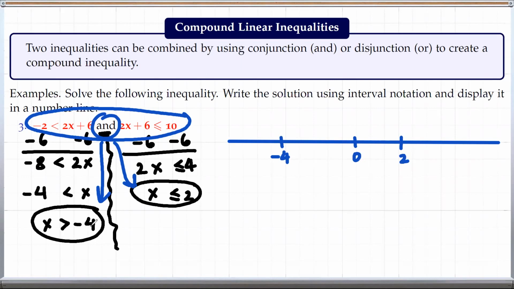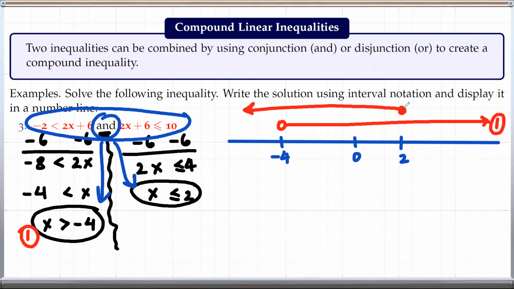The first one says x is greater than negative 4. Is strictly greater than negative 4. So negative 4 is not included, like this. So this is the solution to the first one. And the second one says x is less than or equal to 2. So we can include 2. So we have a solid dot above 2, and less than or equal to 2. So this is the solution to the second one.